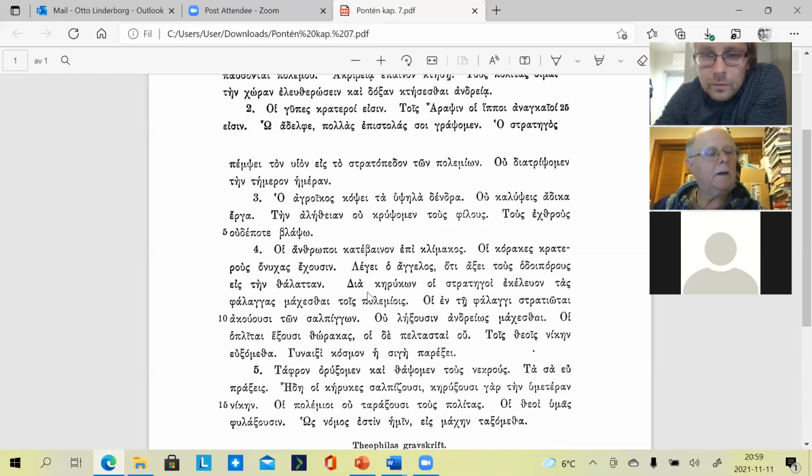Yeah, the one about the gunaixi, I just got to there. I hadn't really gone through it, but it's the last sentence in the fourth thing. So: gunaixi kosmon he sige parexe.